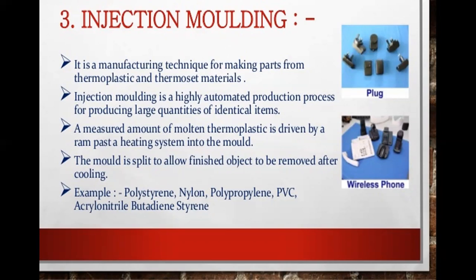The plastic materials which are used for molding through injection molding are polystyrene, nylon, polypropylene, polyvinyl chloride, and acrylonitrile butadiene styrene. So these are the plastic materials which can be molded by using the process called injection molding.